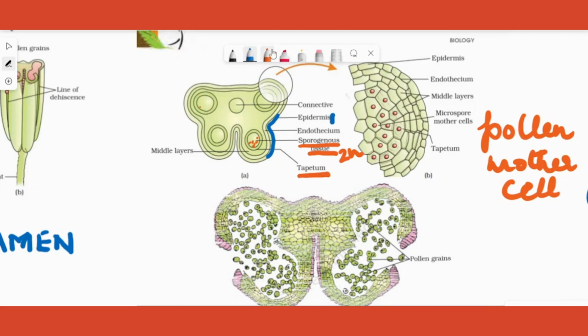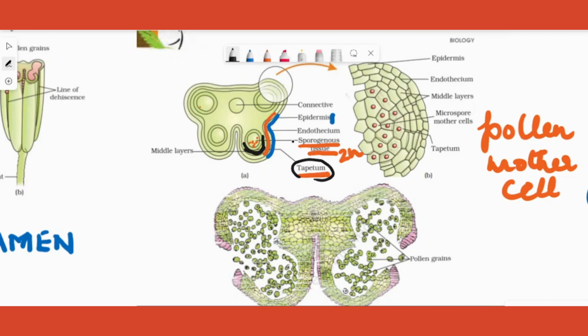Then next layer is the endothecium layer. Then you have the middle layer, this one. All these layers are covering the sporogenous tissue and the tapetum. All these have protective function. Tapetum has nourishment function. Another NCERT question: if tapetum is not developed, the pollen grains will not be produced. Why? Because it is the tapetum that gives nourishment. Please keep that in mind.